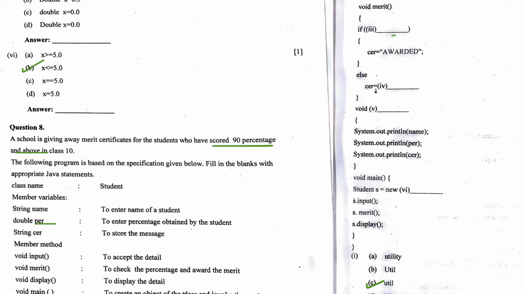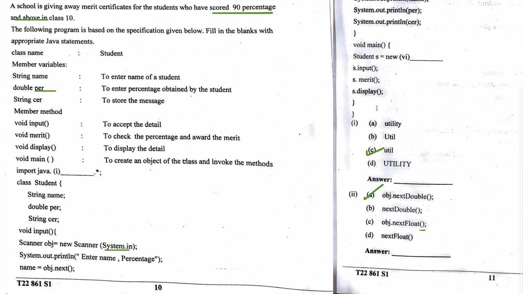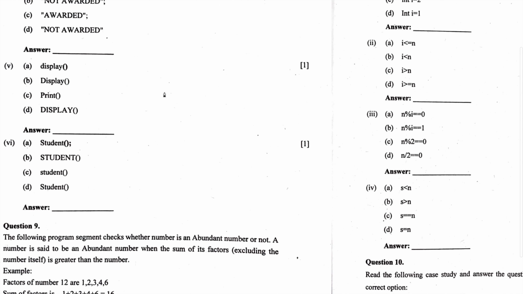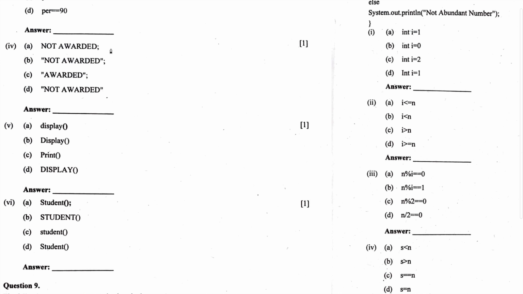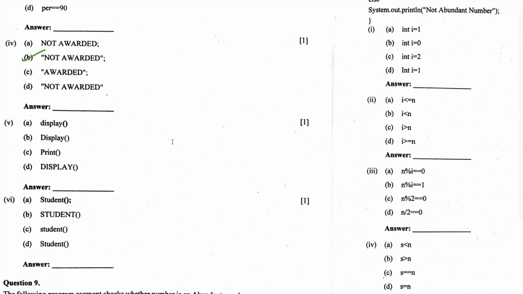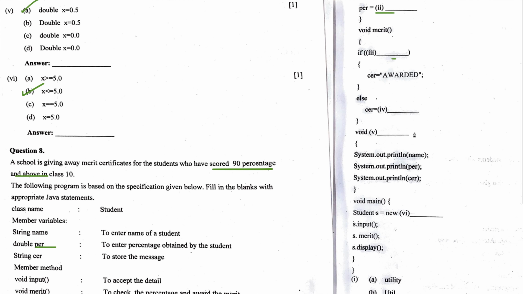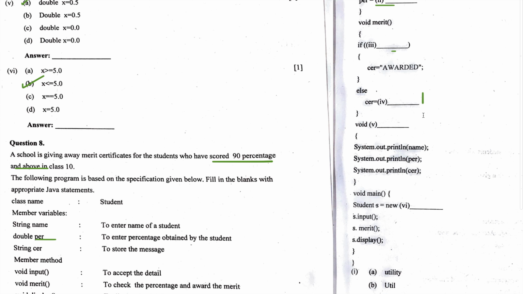Then we have the fourth part, which is the else part, which is not awarded. You see we have two options, one with the semicolon and one without. Go with the semicolon, because if you look at this description, the semicolon is not given here.